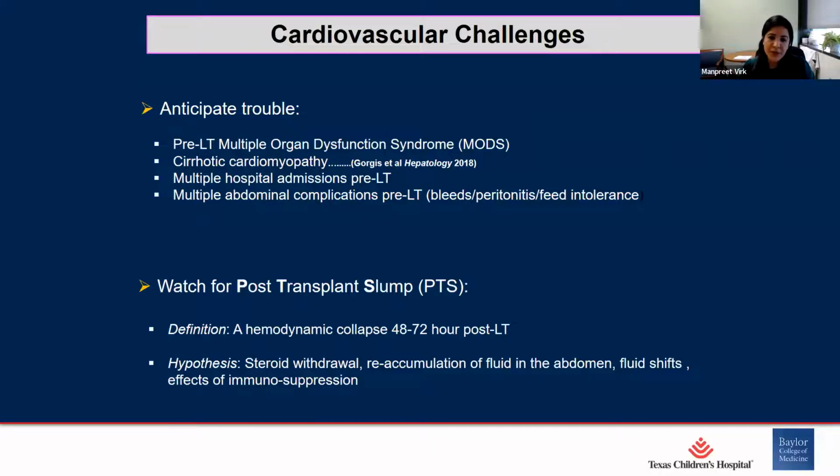Then this is another syndrome that's actually been coined by the director of our liver ICU, Dr. Ayse. It's called the post-transplant slump, and we've noticed this post-operatively, where the patient may be doing okay the first 24 hours, and then come day 2 to 3 post-op, there's a massive, significant hemodynamic collapse requiring fluid resuscitation, as well as even vasoactive need. And it could be because the steroids are being weaned at that time. There's also a lot of fluid shifts and reaccumulation of fluid in the belly, and the ascites is probably getting worse. And then the effects of immunosuppression and infection also start to kick in.